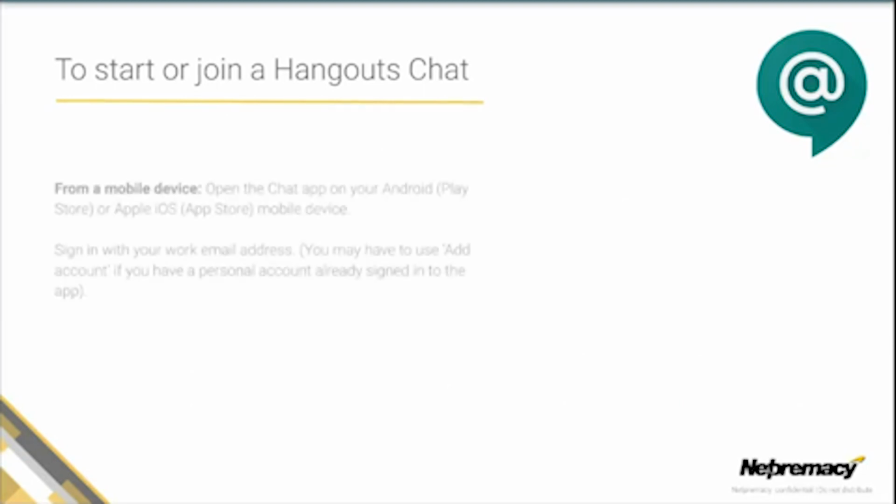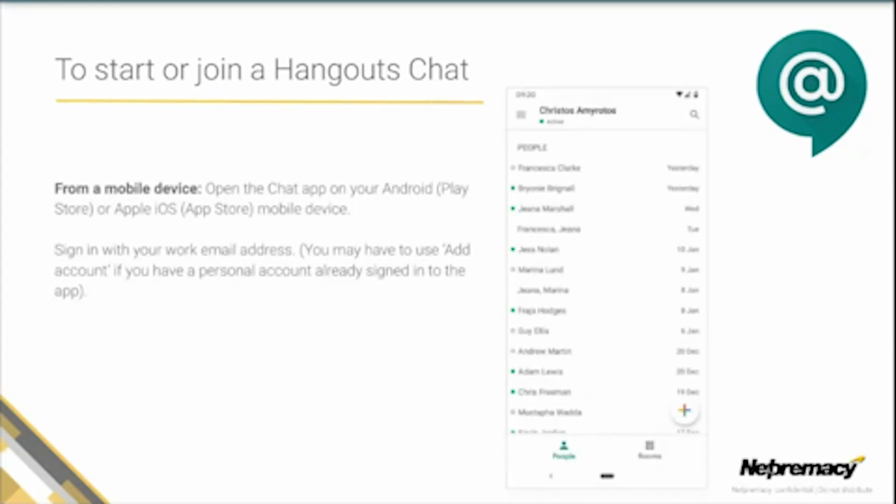Let's take a look at that now on our mobile. So from a mobile device, when you download the application, through Android it would be through the Play Store, or through the App Store for Apple. You'd sign in with your work email address, similar to Hangouts Meet. If you've previously used Hangouts Chat personally, you may need to use Add Account to add your work email. Now, this is what the interface will look like when you first sign into Hangouts Chat.